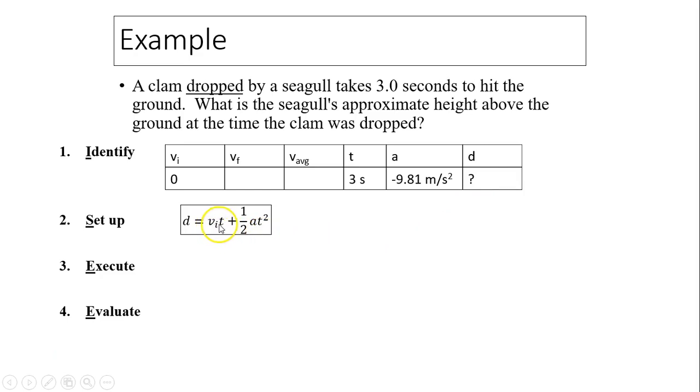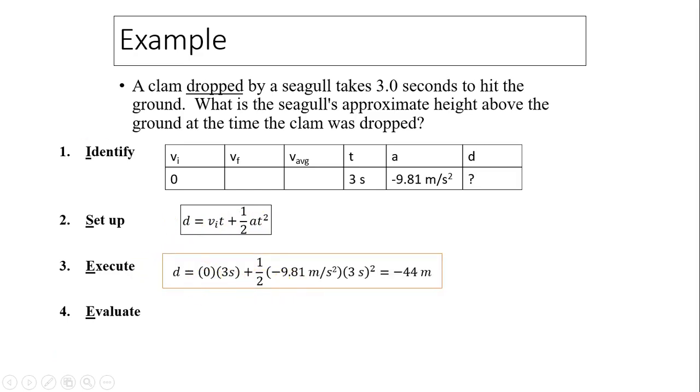In this equation, you know all the values except D. You know Vi, you know t, you know a. So D is the only unknown quantity. Execute means to substitute and solve. As you can see, you might get confused: how can height be negative 44? In this equation, D does not mean height. D means displacement. So the clam is displaced downward, negative 44 meters. What does that say about the height of the clam? The height of the clam has to be 44 meters.